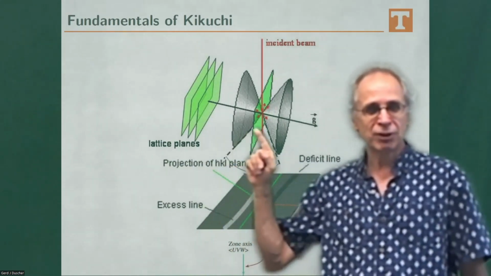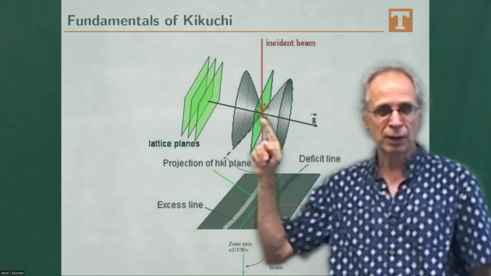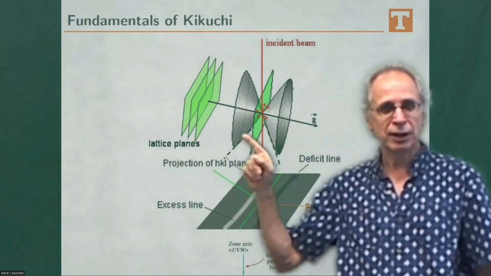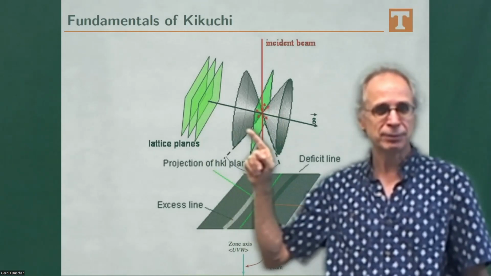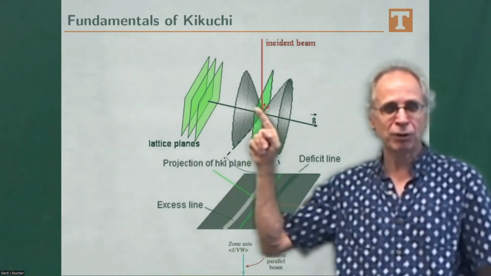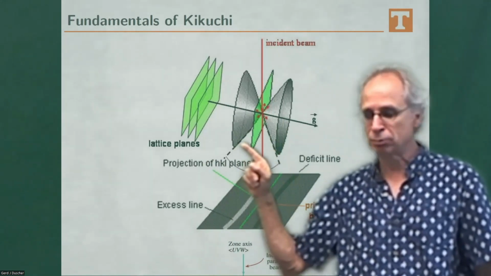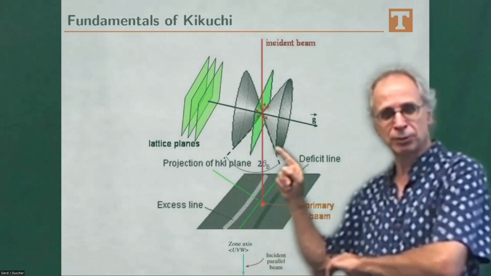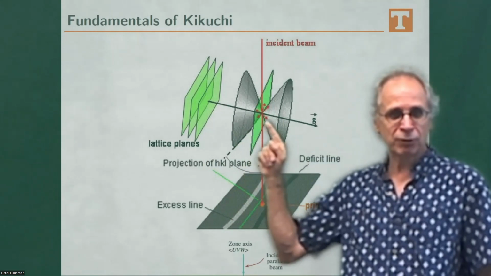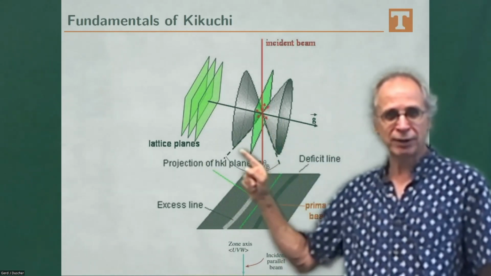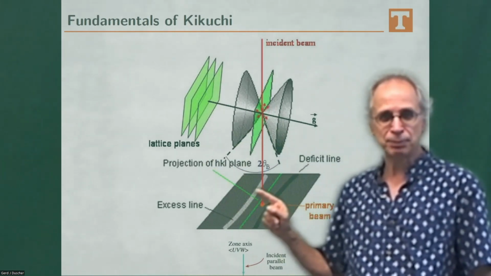But some of these electrons that are scattered all over the place are now in a Bragg condition with some kind of lattice planes. And so instead of going in this direction to the right cone, they go to the left cone. Instead of going in this direction, they go in that direction. And that means we have a deficient line and an excess line.